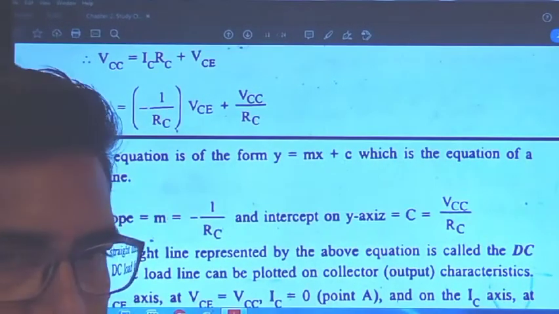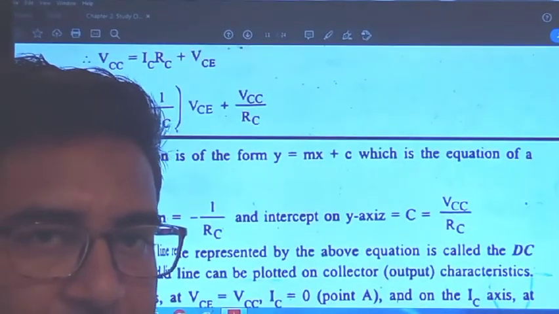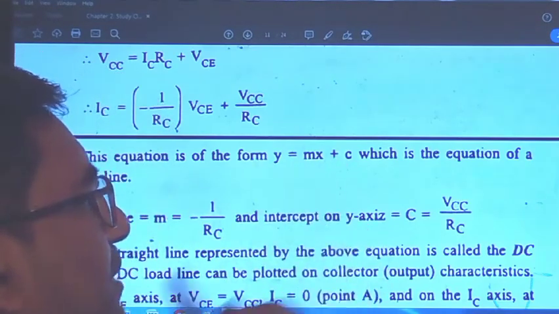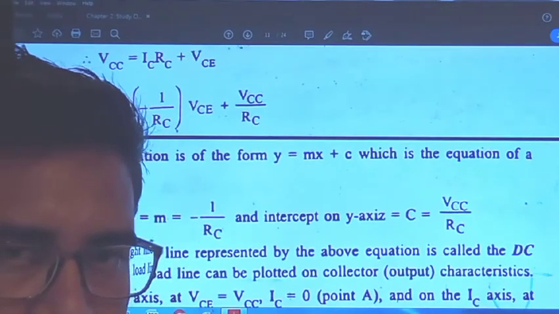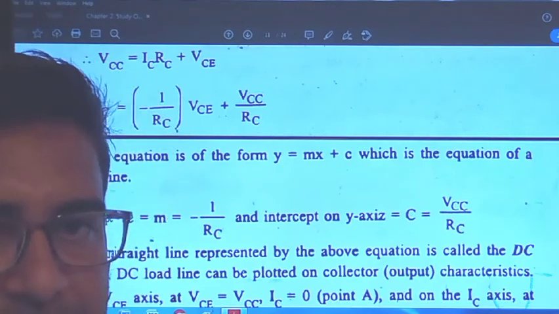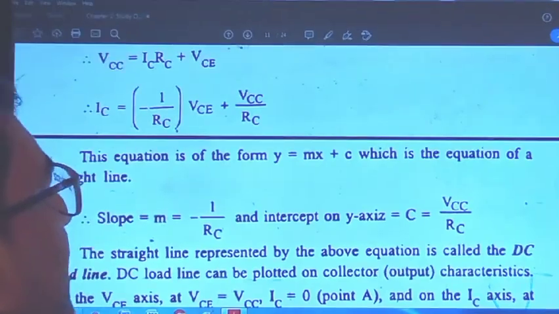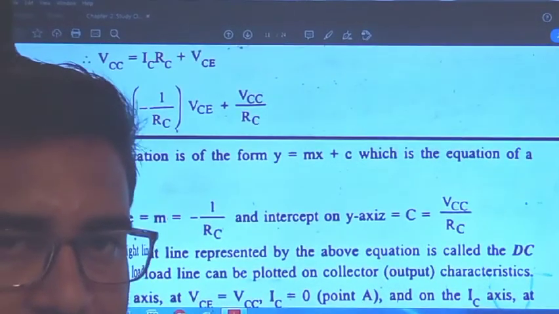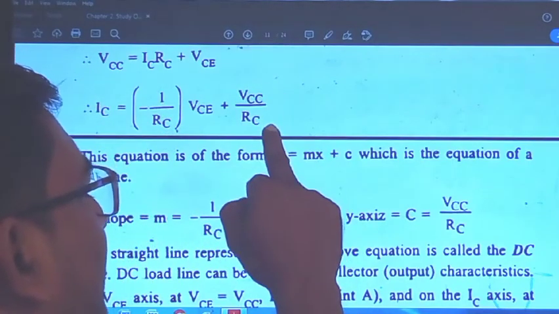This equation forms a straight line, as you have studied, y is equal to mx plus c, which is the equation for a straight line. The slope is m, which in this circuit is minus 1 upon RC, and the y-axis intercept is the c value, which is VCC by RC.